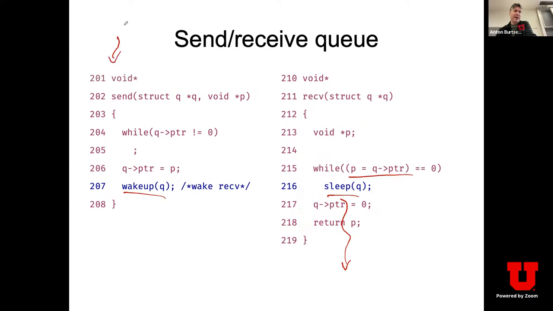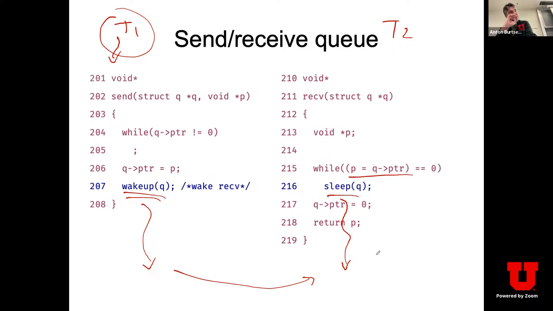This may be the other thread T1, and this one is T2. At some point, T1 will execute and enter the kernel with a wake up system call, and the wake up will say, okay, T2 can run again. So it's not that T2 will wake up instantly, but in the next time slice, it will be back in the runnable state in the scheduler, and the scheduler will be.